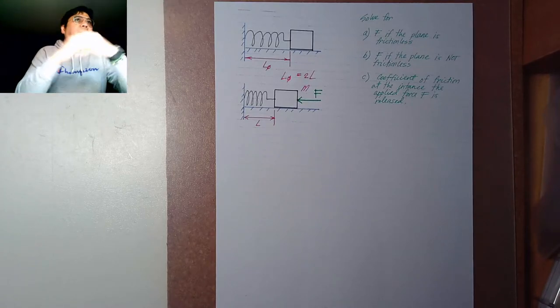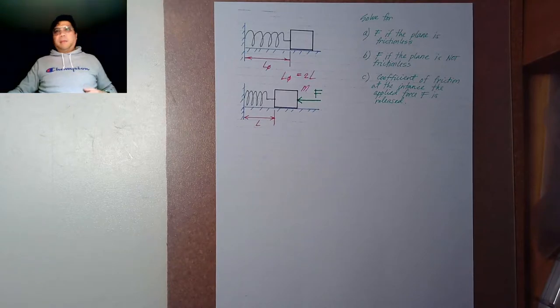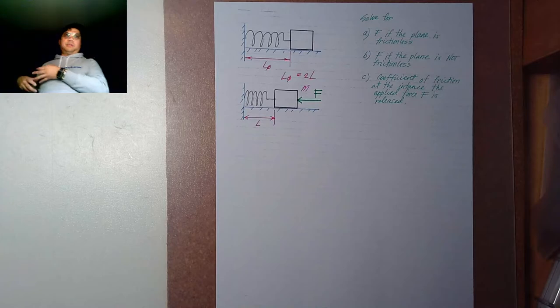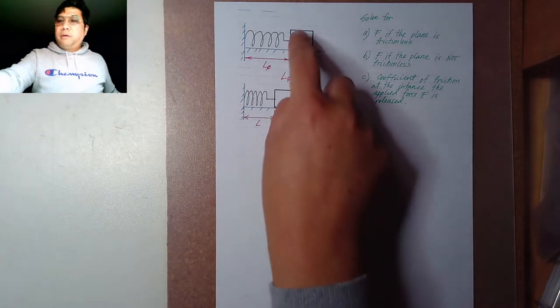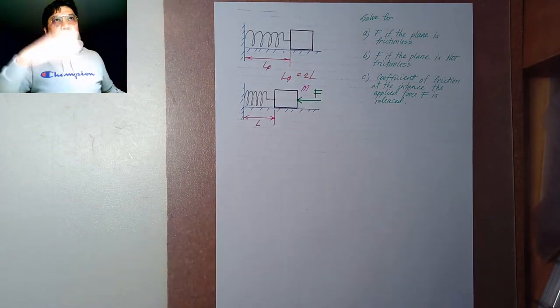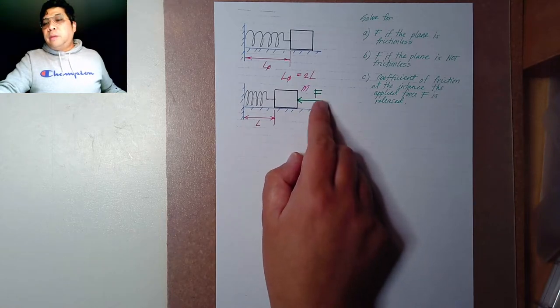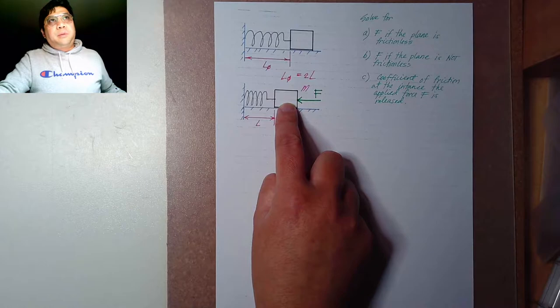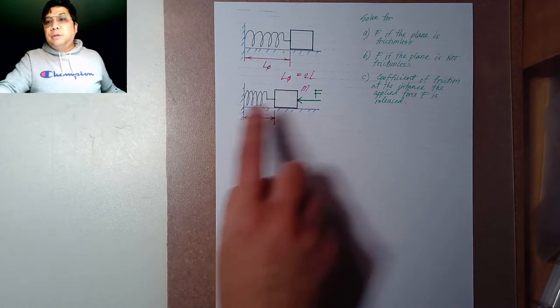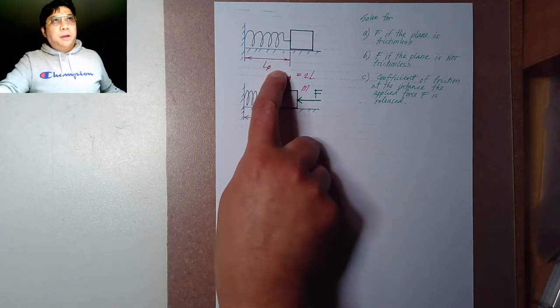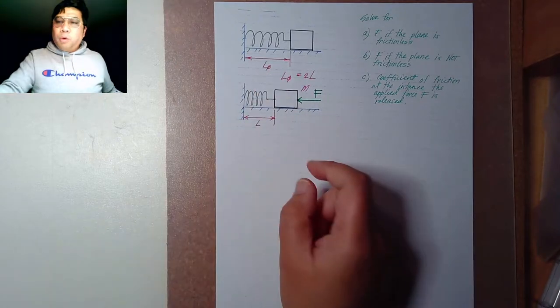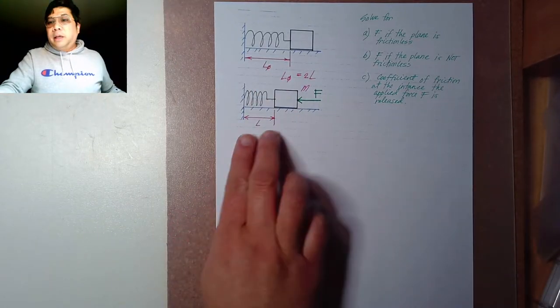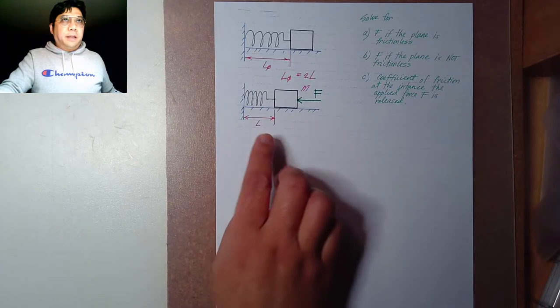Okay, so welcome back. Now this time we are going to apply our concept of spring in this situation where we have a block with mass M being pushed to the left to where the spring is compressed. The original length of the spring, or the free length, is L sub naught, and now the compressed spring is L.